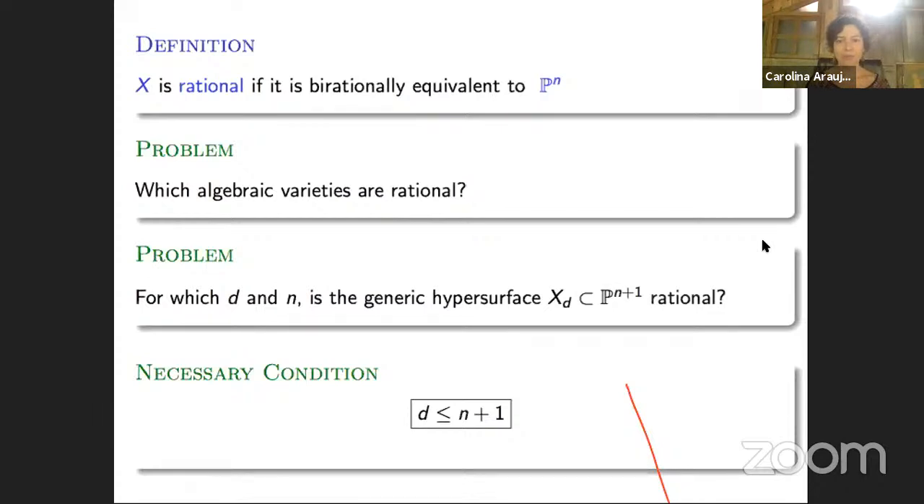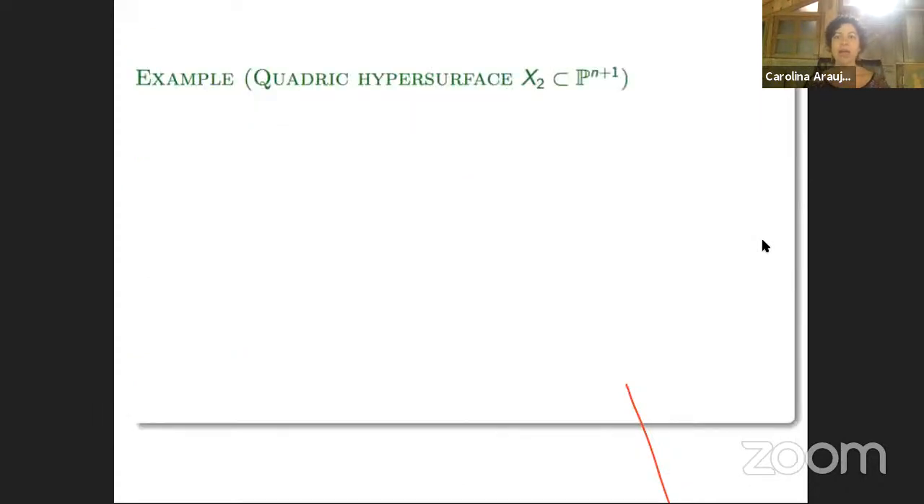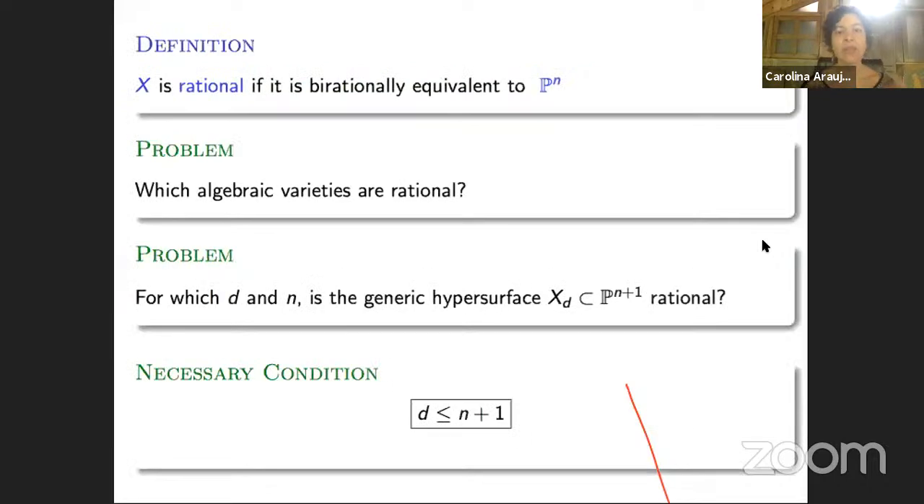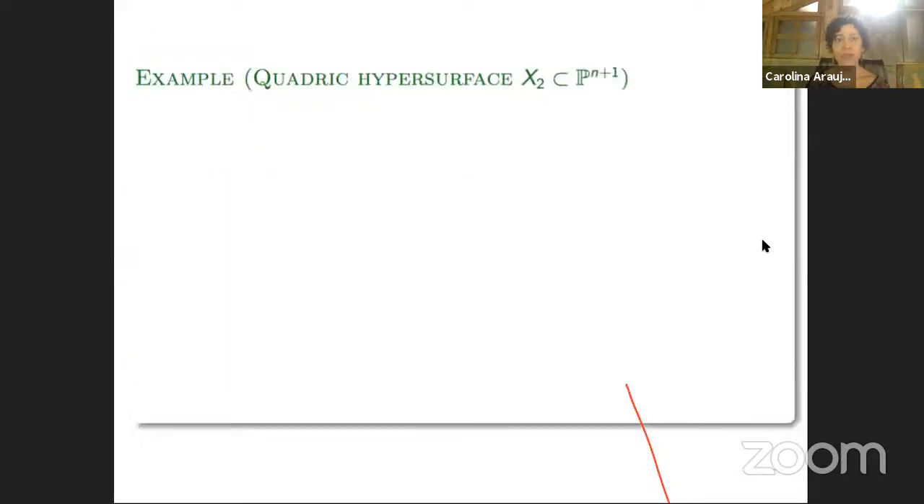But now, let me give you an example. As I said, we have this necessary condition. So in order to be rational, the degree has to be small. So let's look at some small degree hypersurface. For instance, a quadric hypersurface. A quadric hypersurface is given by a polynomial of degree 2. This is what we usually call a quadric.